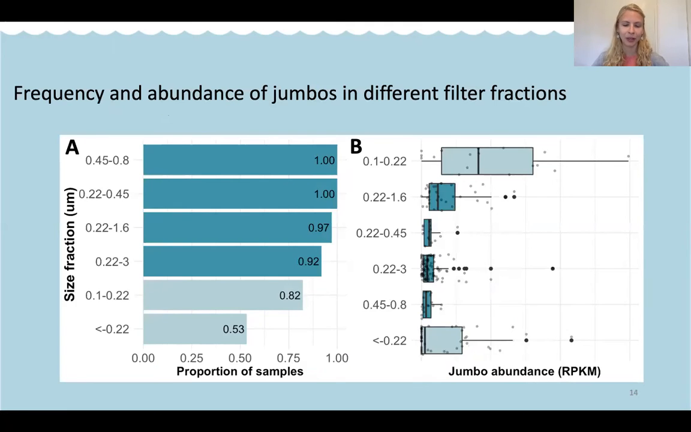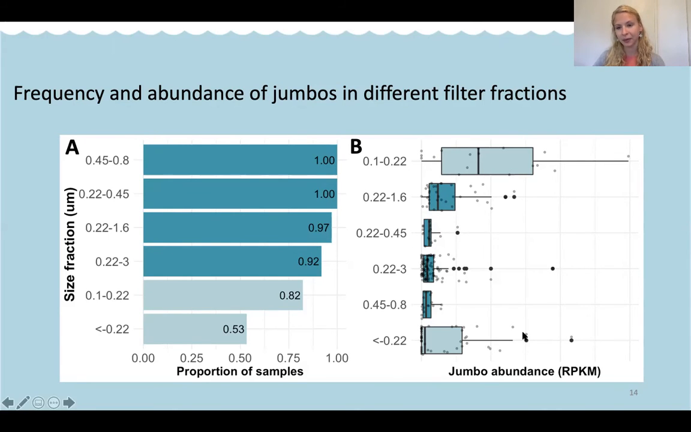Next, we looked at the proportion of samples that had at least one jumbo phage in them, which is on the x-axis here, at the different filter size fractions, so the y-axis here. The dark teal are filter sizes that are above that 0.22 cutoff, and the light teal are below. And as you can see, jumbos could most frequently be found in samples above that 0.22 micron cutoff.